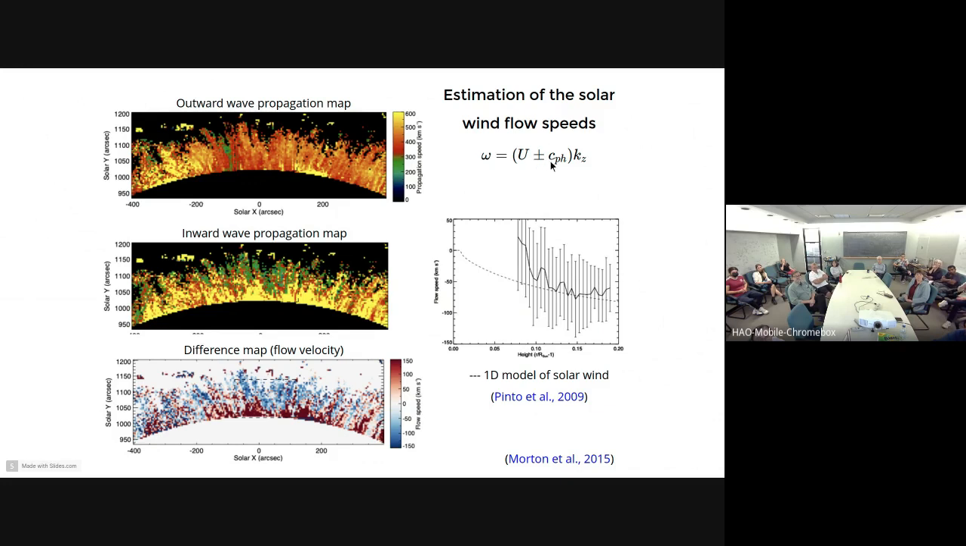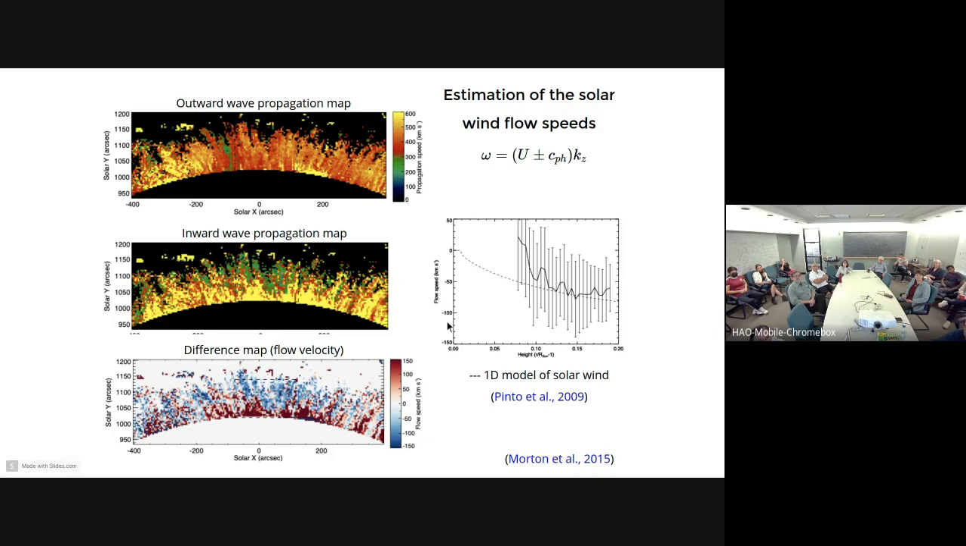If we take a difference between the outward and the inward component, we can get an idea about the flow speeds related to the solar wind, originating in the inner corona. This is something Richard Morton did in 2015. This is the outward propagation map, and this is the inward one. Some of the pixels here have more velocity, so we believe the phase velocities there were not very accurate. However, if we take a difference of these two maps, we get the flow velocity for the solar wind.